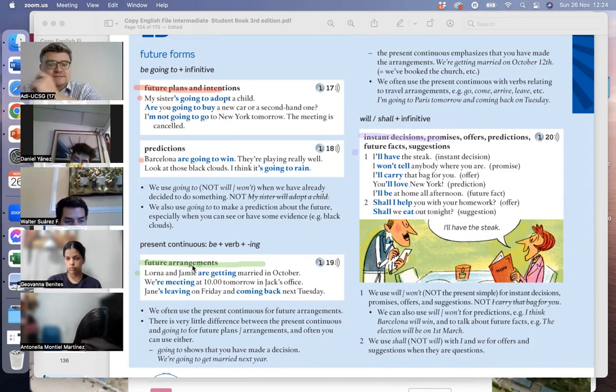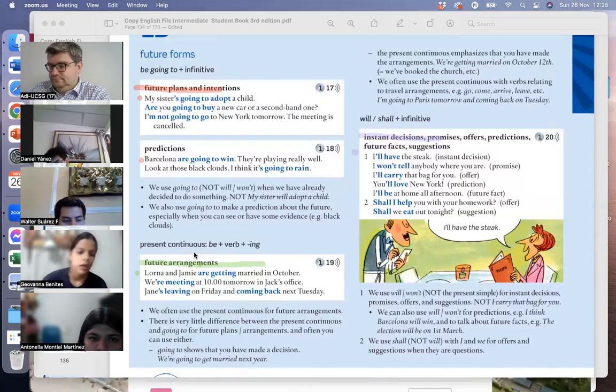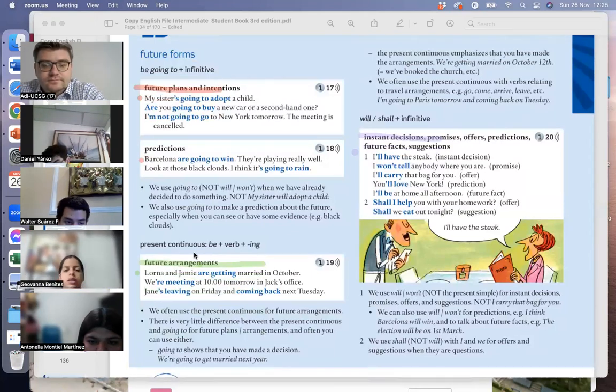Giovanna, could you read, please, the present continuous part? Present continuous, future arrangements. Lorna and Jamie are getting married in October. We are meeting at 10 tomorrow in Jack's office. He's leaving on Friday and coming back next Tuesday. Next Tuesday. Okay, very good.